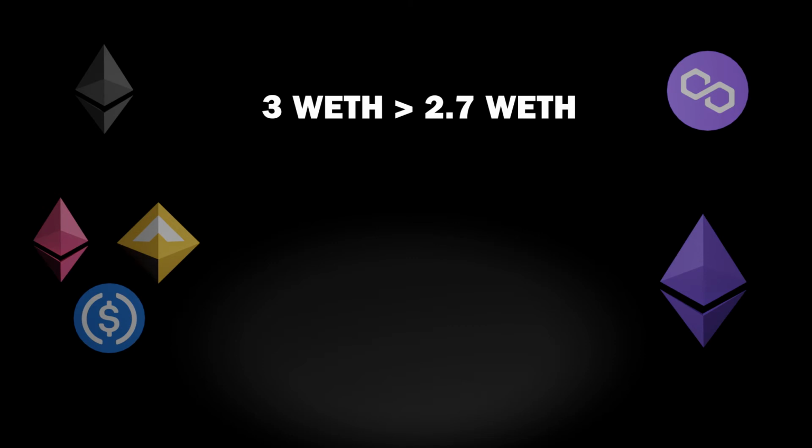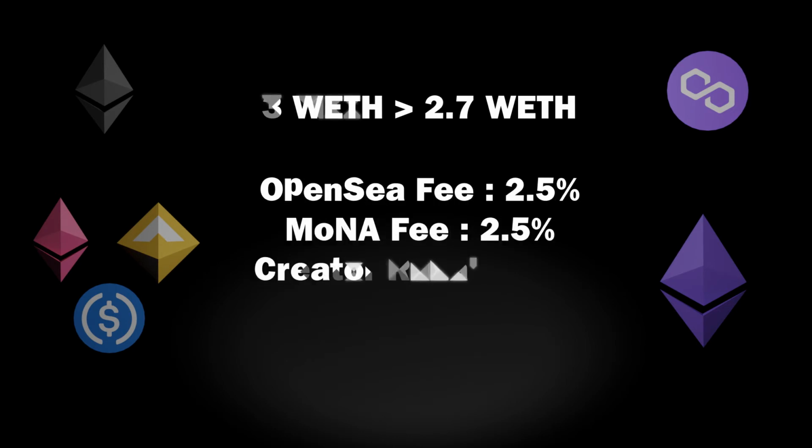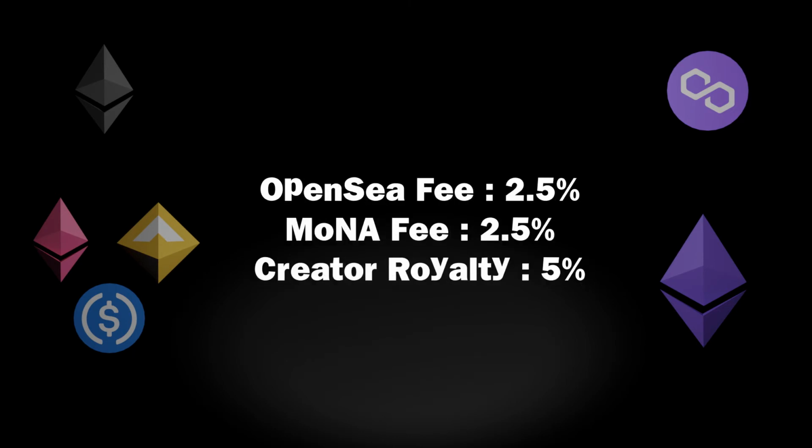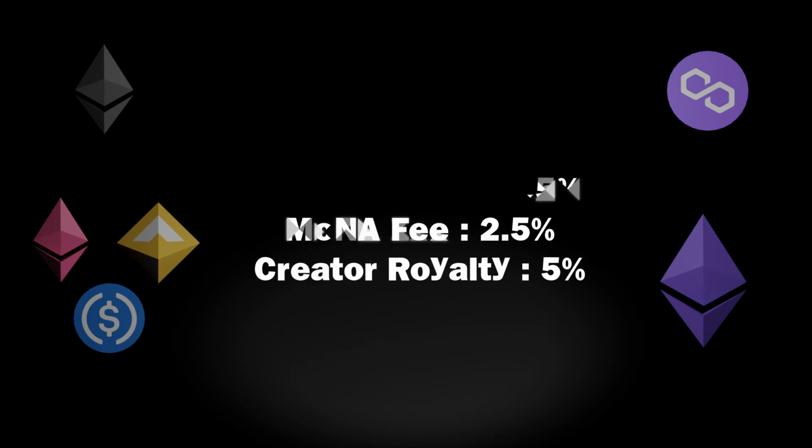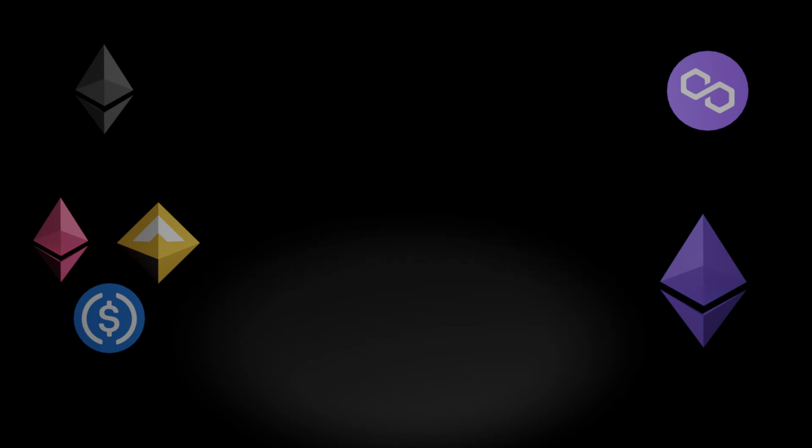This 10% is made up of an OpenSea fee at 2.5%, a Mona fee at 2.5%, and a creator royalty fee at 5%. This will be paid to you in Polygon Ethereum, not Ethereum, at the end of each month on any sales, including this original sale.